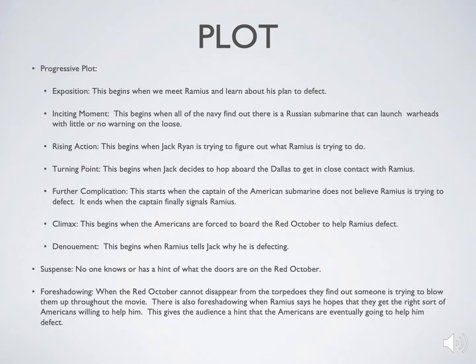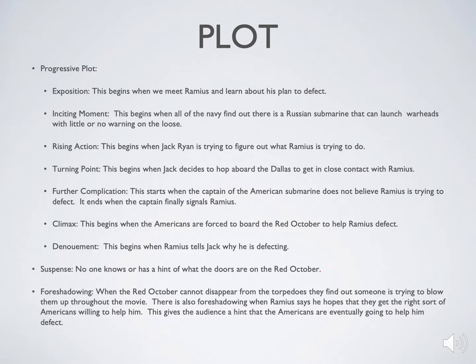Further complication. This starts when the captain of the American submarine does not believe Ramius is trying to defect. It ends when the captain finally signals Ramius. Climax. This begins when the Americans are forced to board the Red October to help Ramius defect. Denouement. This begins when Ramius tells Jack why he is defecting.